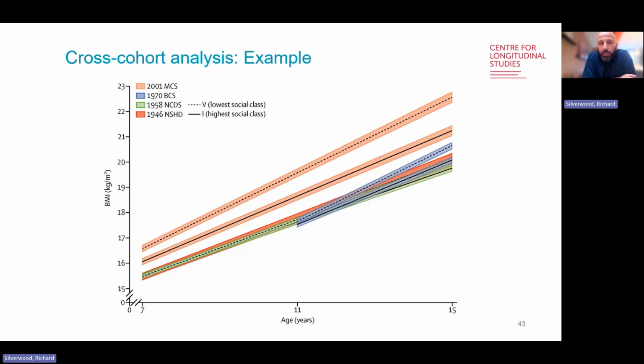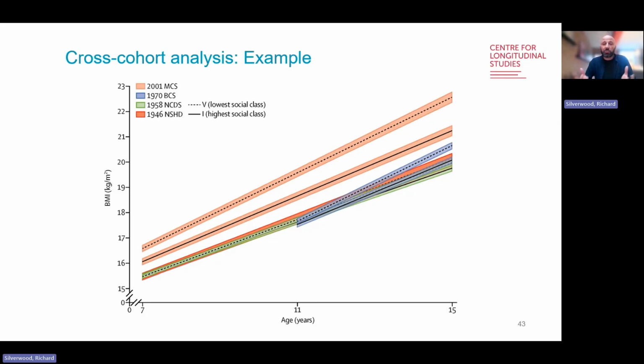So if we're comparing lines of the same type, either dashed or solid, across different colors, so across different cohorts, we can see whether there were between-cohort differences, either at a certain age or over time, in terms of BMI. And if we compare the differences between the dashed and the solid lines within a cohort, but make that comparison across cohorts, then we can see whether, as time progresses, there have been differences in changes in inequality in BMI over time.